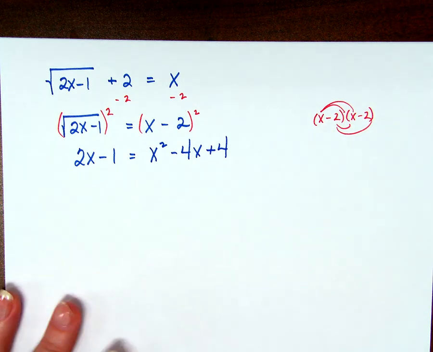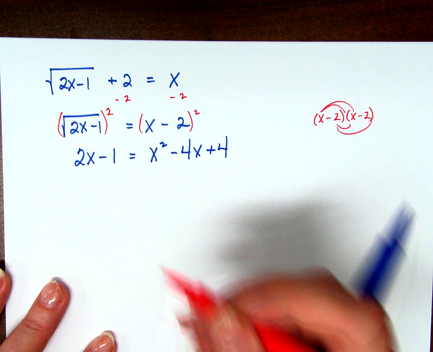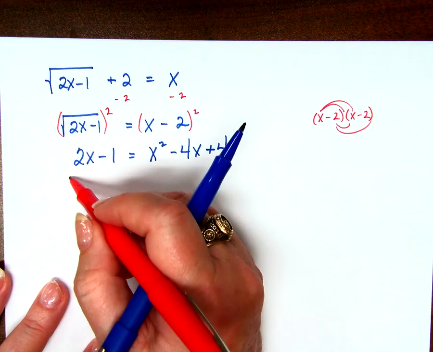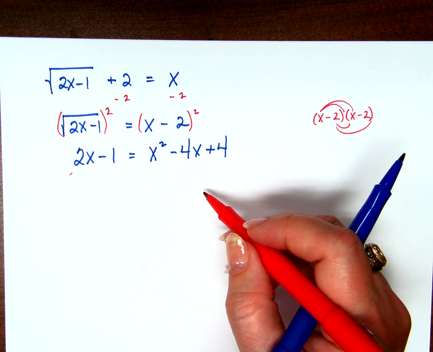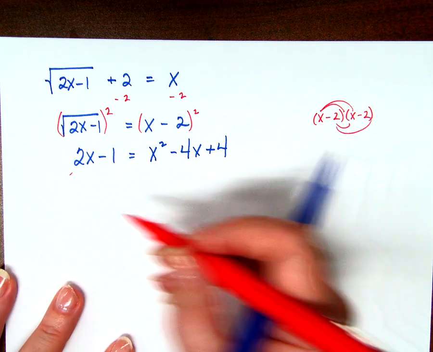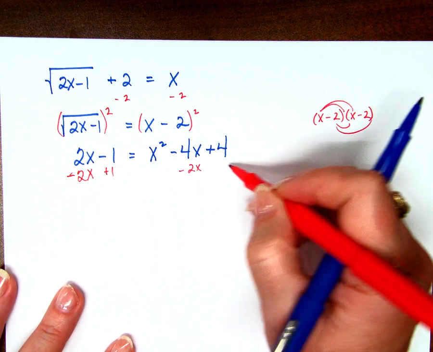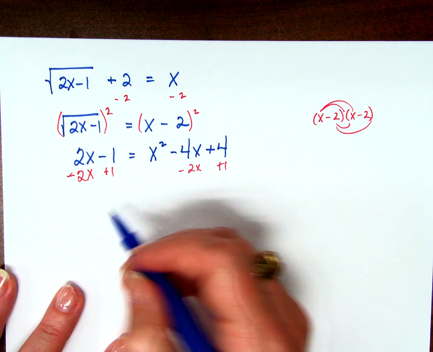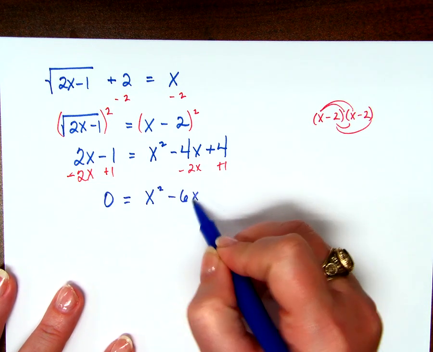Now, how do I solve it from here? Any guesses? Or any no's? For sure, we want to get it equal to 0, don't we? Okay, so we could subtract this side and move it over here. You guys remember, hopefully, that I like to have a positive x squared term if possible, because that makes factoring easier. So let's subtract 2x from both sides, and let's add 1 to both sides. If I do that, I get x squared minus 6x plus 5.